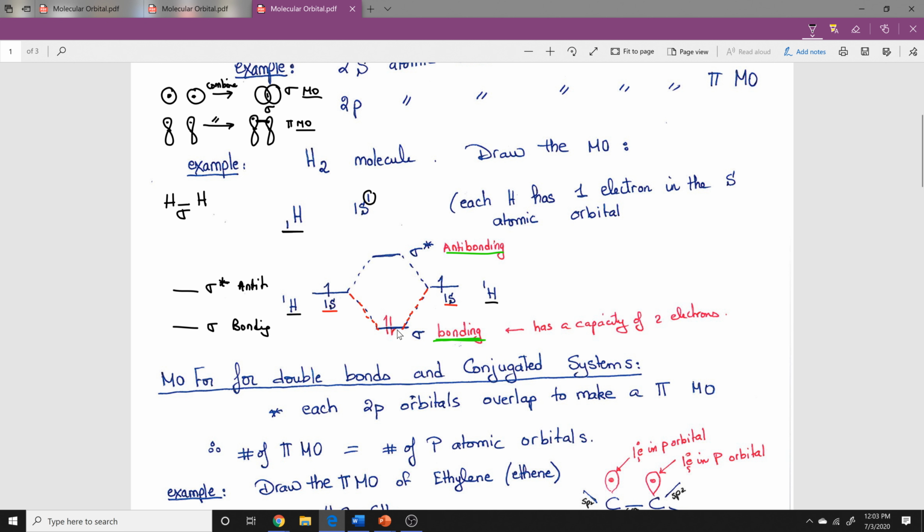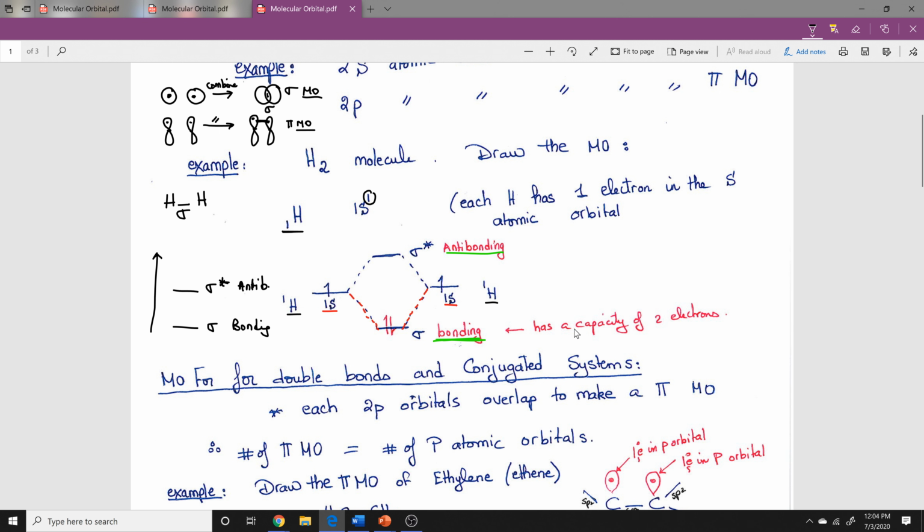Now, normally the anti-bonding molecular orbital is higher in energy, and this is why its state is going to be higher, because the energy increases as you go up. Now, with respect to filling the electrons in the molecular orbital, it's basically the sum of the electrons that are present in the atomic orbital.